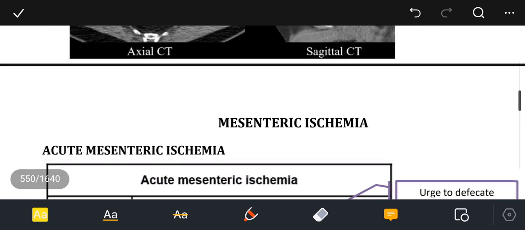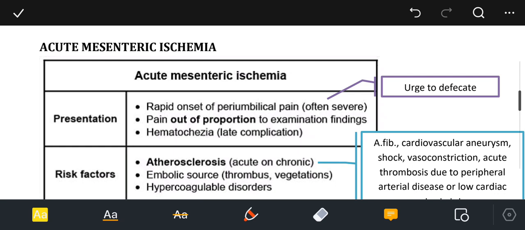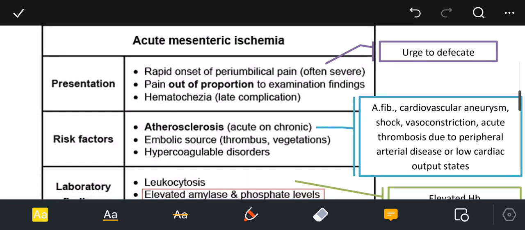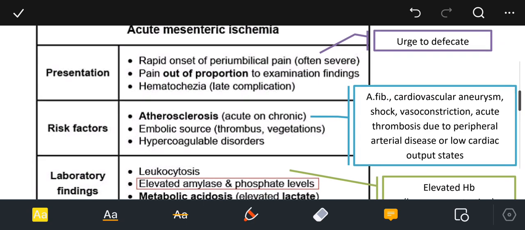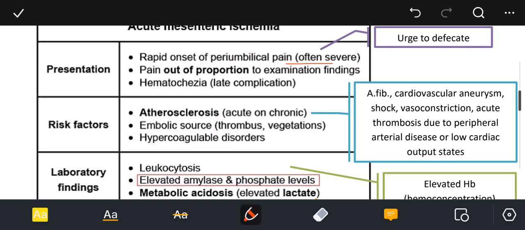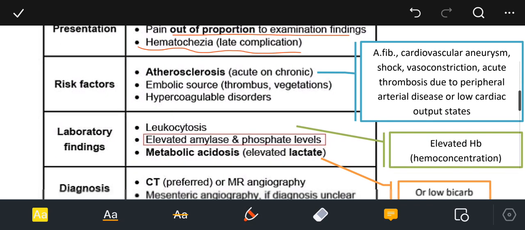Now let's talk about mesenteric ischemia. Acute mesenteric ischemia. What is the presentation of acute mesenteric ischemia? Rapid onset periumbilical pain, often severe, pain out of proportion to the examination findings. Hematochezia will be a late complication. Risk factors are atherosclerosis, acute or chronic embolic source, thrombus and vegetations, and hypercoagulable disorders.